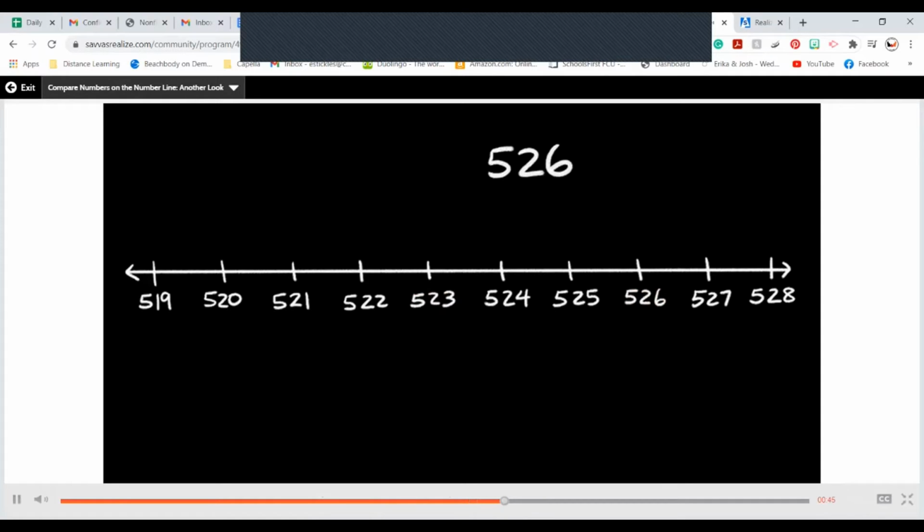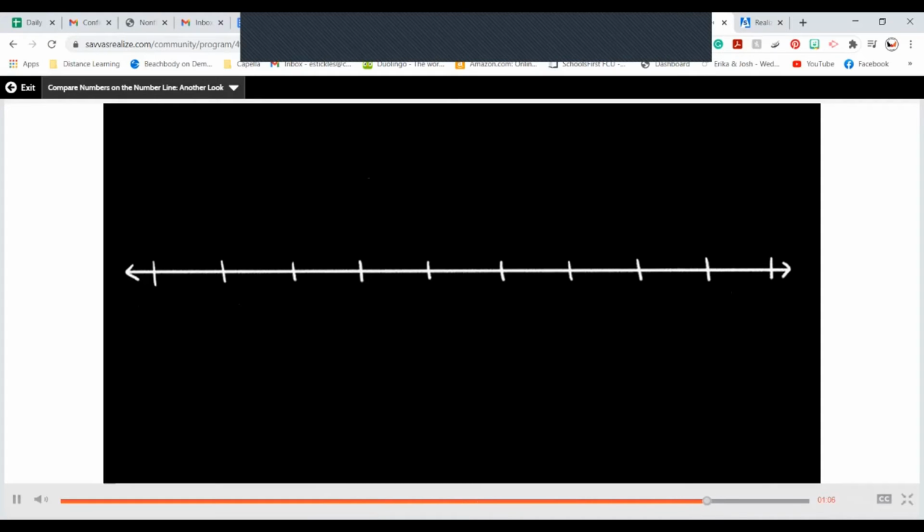Now let's compare 526 to 527. What do you notice? 527 is to the right of 526. This means that 527 is greater than 526. Number lines. They're great for figuring out how two numbers are related to each other. Feel free to use one whenever you need to compare. Okay, let's get some more practice in that workbook.